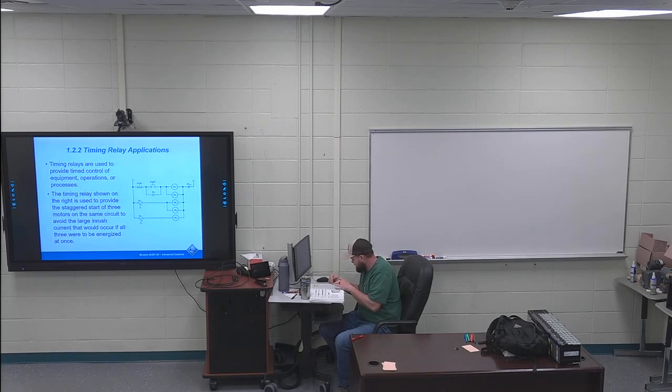Simultaneously, the timing relay TR1 receives its power. So TR1 is getting powered by the coil right here and starts its timing delay while motor 1 starts and gets up to speed. When TR1 finishes this time period, the normally open contacts right here will close to energize the motor starter M2 and supply power to TR2.